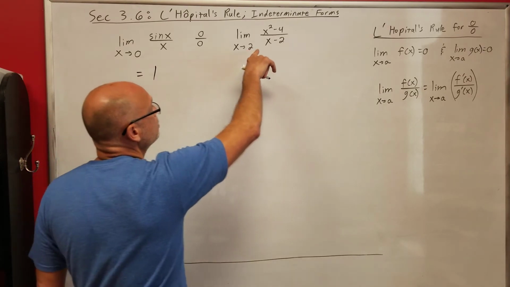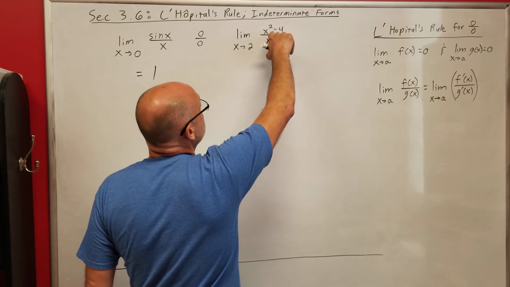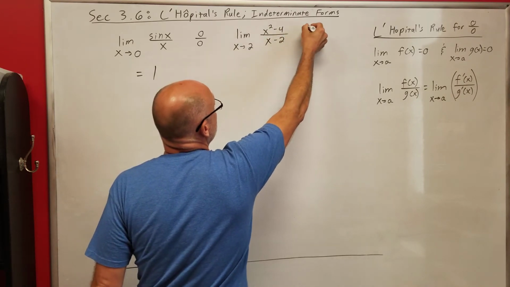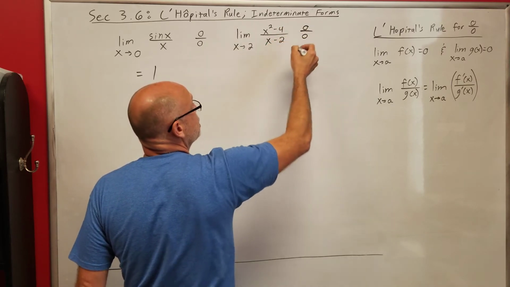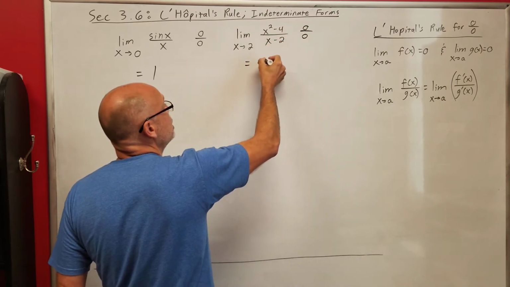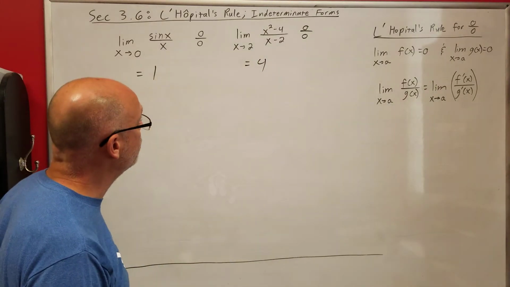And this limit, what happens as x approaches 2? That's 2 squared, or 4, minus 4, 0. It approaches 0 in the numerator, and the denominator also approaches 0. But this limit is indeed 4. If we go through and factor and divide out like factors, we'll get 4.